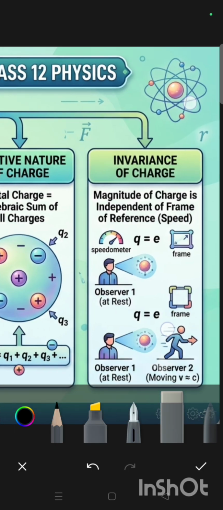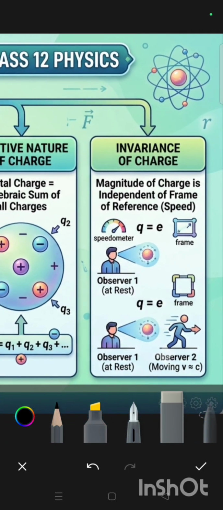So invariance of charge: the magnitude of charge is independent of the frame of reference, that is, speed. I know most of you didn't get what the statement is. They are telling the magnitude of charge. Magnitude is Q, right? Now you leave all these images. Just concentrate. They are telling Q is independent of the speed.